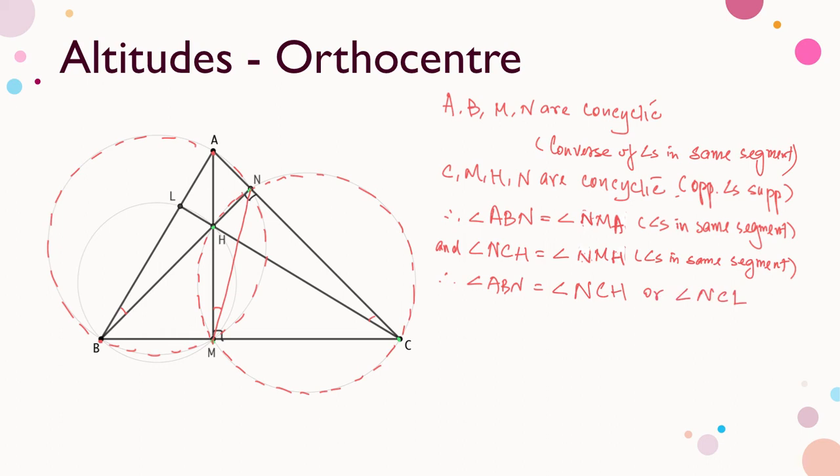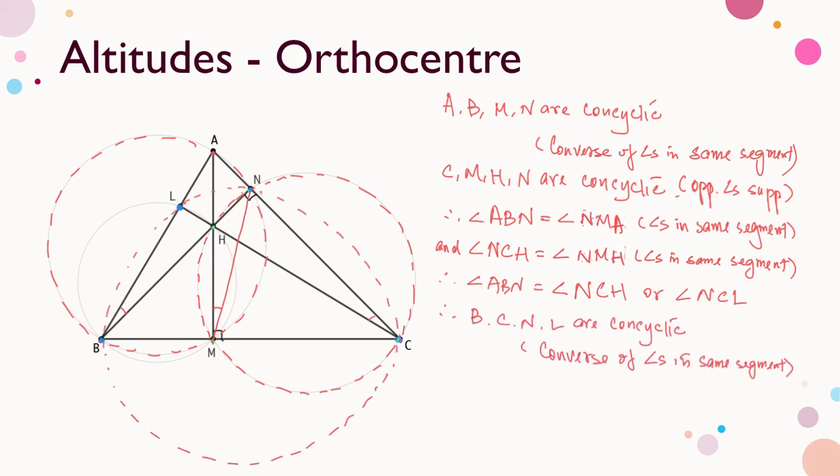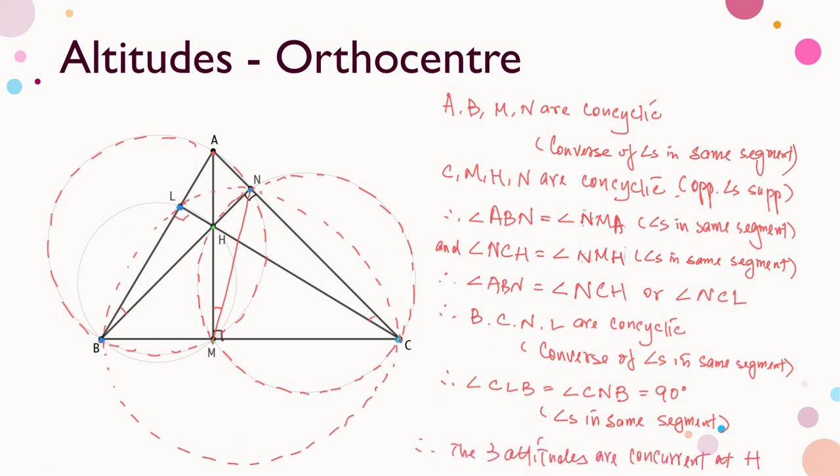Therefore, B, C, N, and L are concyclic. The reason is converse of angles in the same segment. Thus, angle CLB equals angle CNB equals 90 degrees. The reason is angles in the same segment. That is, CL is the orthotule from C, and the three orthotules intersect at H. The first part is done.